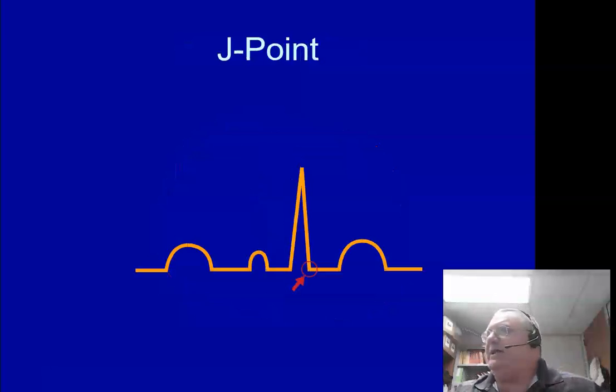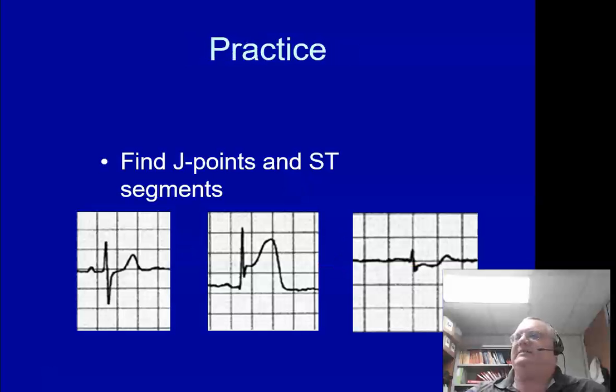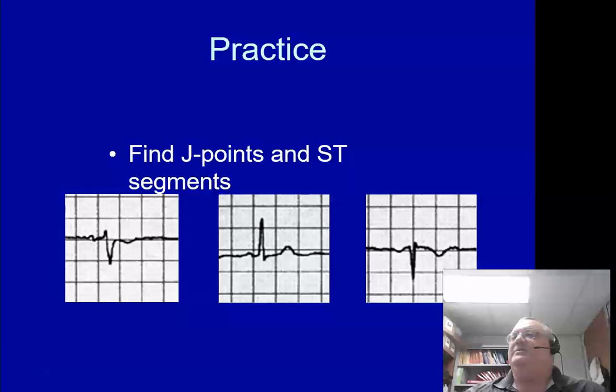Your J point is the end of the QRS and the beginning of the ST segment, and we need to find out where this is. If we're going to practice this, where are the J points here? On this guy right here, circle the J point. Circle your J points where you think they are. I think the J points are in that particular spot. Let's practice a little bit more. J point right there, right here, and right here.